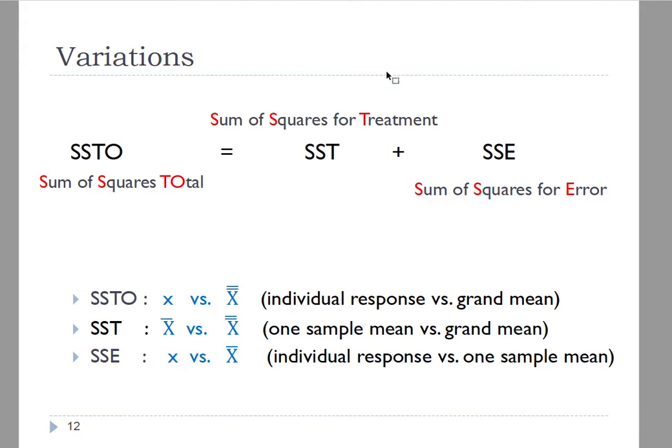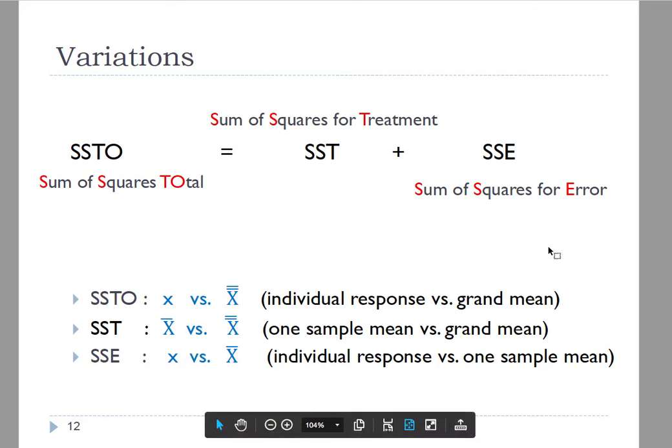So these are some definitions you need to know. SSTO, sum of squares total, sum of squares for treatment, and sum of squares for error. For sum of squares total, we're finding the difference between each data point and the overall mean. We're squaring the difference and then adding it up. That's all it is. When we take a distance and we square it, we literally get a square. So just kind of remember these.